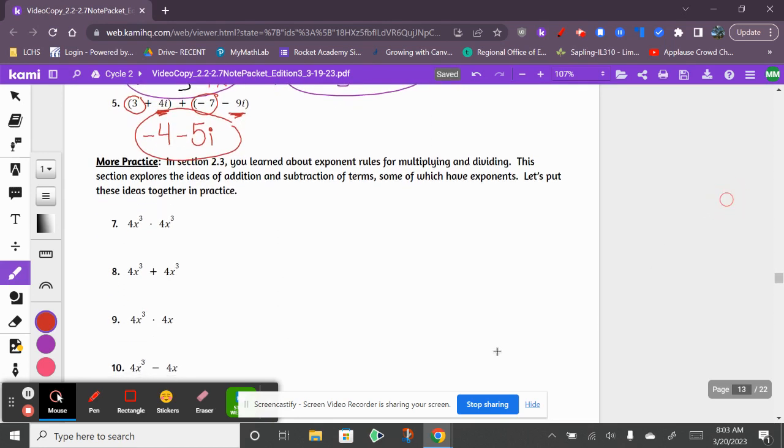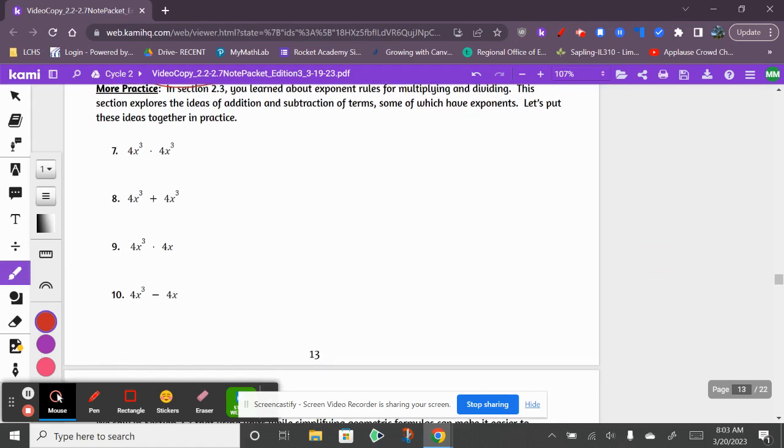In section 2.3, you learned about exponent rules for multiplying and dividing. This section explores the ideas of addition and subtraction, some of which have exponents. So we're going to look at some problems and make sure that we don't get them confused together.